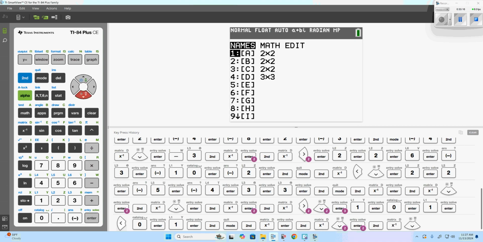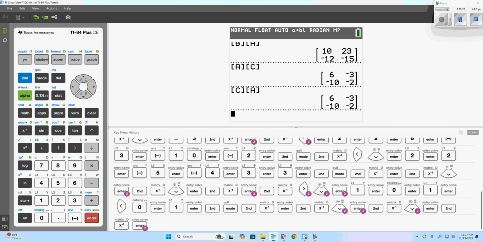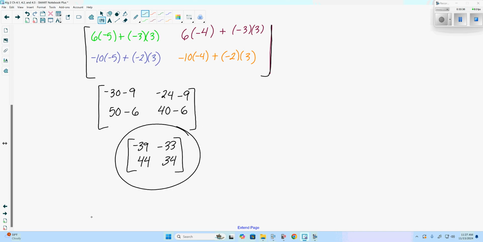And one of the other interesting things with the identity is if I go matrix C times matrix A, we get the same thing. Multiplying by the identity is the equivalent of multiplying by 1. The multiplication of 1 is our identity property for multiplication. That's one of the nice things with the identity matrix.